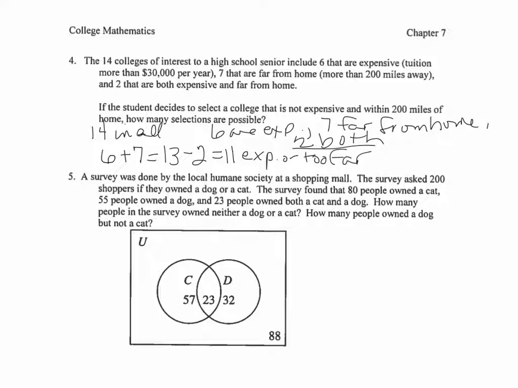Now, if there were 14 colleges being considered, and we want to know how many the student could choose from if the student is choosing one that's not too expensive and not too far, wouldn't that have to be all the colleges that didn't fall into this group of 11? And the way we find that is to subtract it from the original 14. That means there are 3 colleges that the student would then choose from.